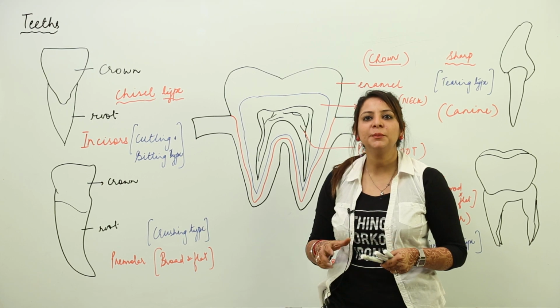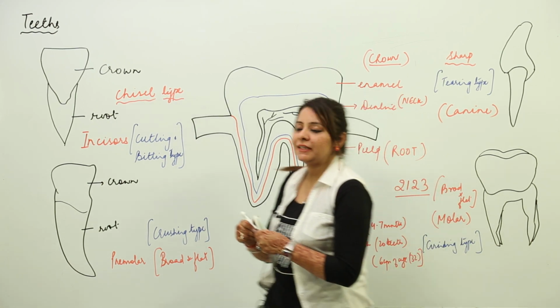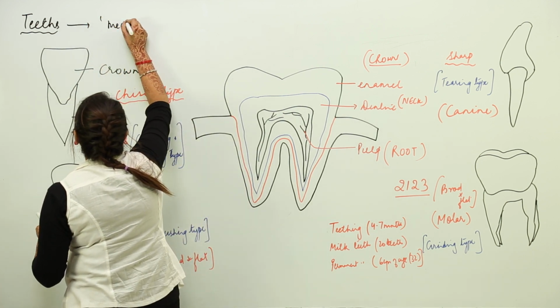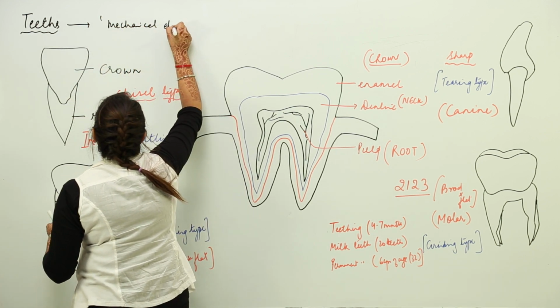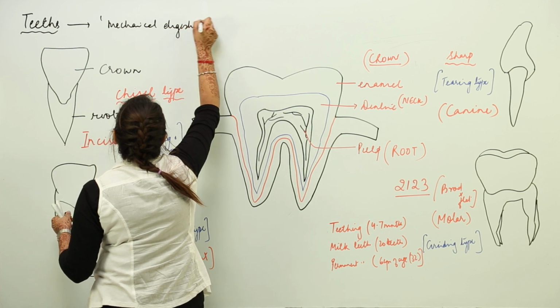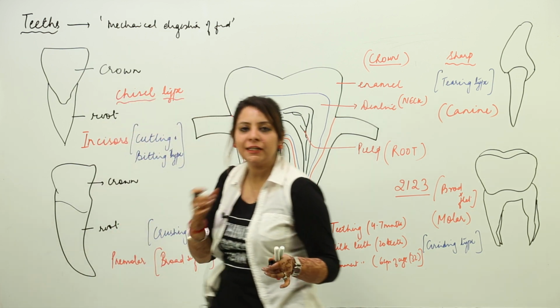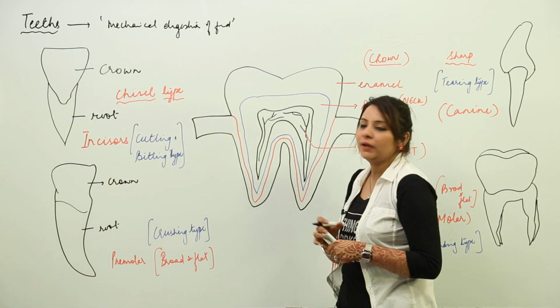Now we are going to take up the teeth. Teeth are the structures present in the mouth that help in mechanical digestion of food. That means they help in the breakdown of the bigger food particles into the smaller ones. So this is what the teeth are.